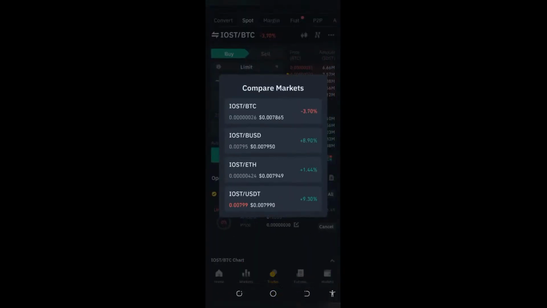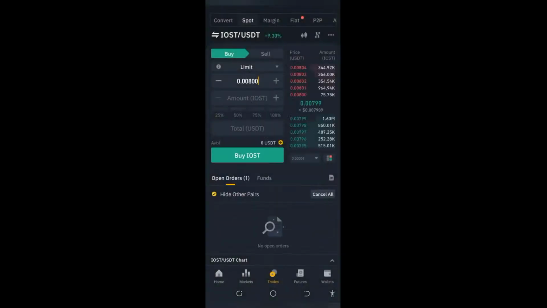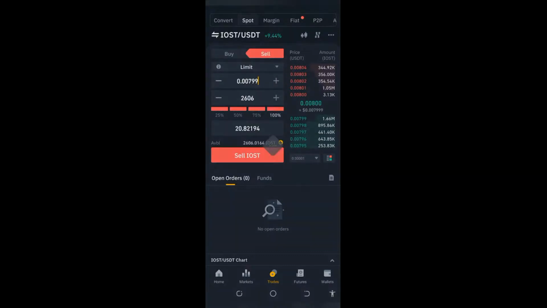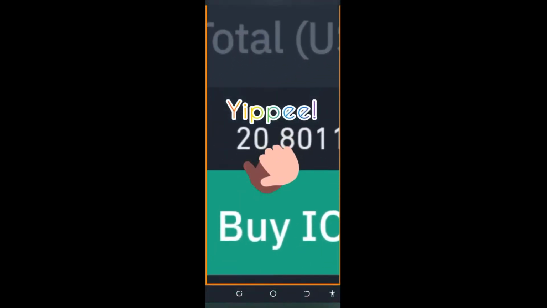Wow. You can see that the price IOST USDT is the highest. So I'm going to have to quickly do this before it begins to depreciate. Let's do this quickly. Let's cancel this, and let's see if we can actually sell and see what we can get. Let me see. Wow, this is great. Let's go ahead and sell. Wow, did I get it sold? Did I get it sold? Yippee, we got it sold.